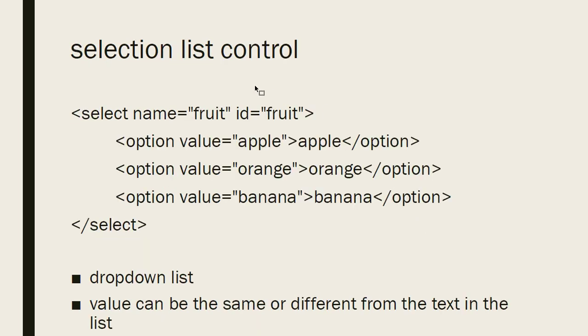The selection list control produces a drop-down list, and you need to use the select tags, and then in there you put options. So what you want to be in the list, each item in the list will have an option. And the value, you add a value, that's the one that will go with the field. So here the name of the field is fruit, and whether it has apple, orange, or banana as the value will depend on which one is selected, which option is selected. It will send that one value with that name for the name value pair for that selection list.